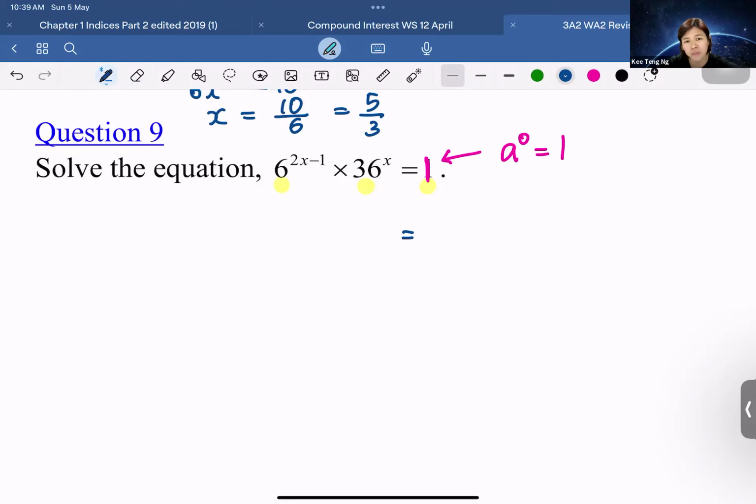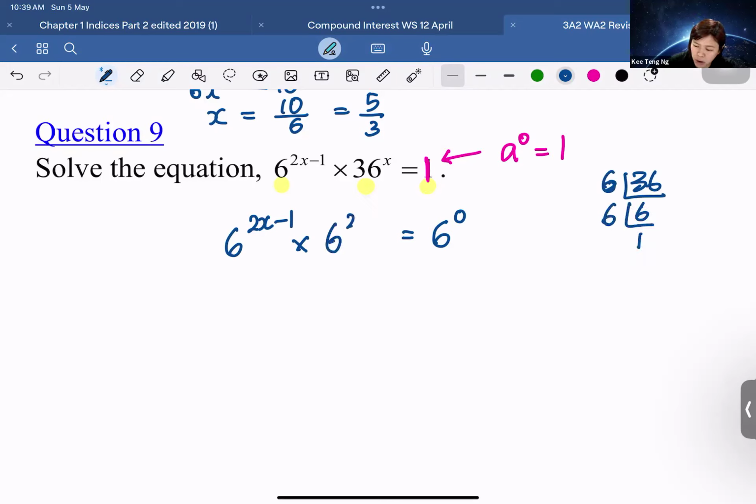So I can change 1 to be any base that I want. So 6 itself, and notice 36 is 6 times 6, which is 6 squared, right? So I'll change everything to a base 6. So this one will be 6 to power 0. Then 6, this still has a 2x minus 1, times 36. I will have 36 divided by 6, sorry. And 36 is 6 squared, but not forgetting there's an x outside, so I need to multiply it to x.